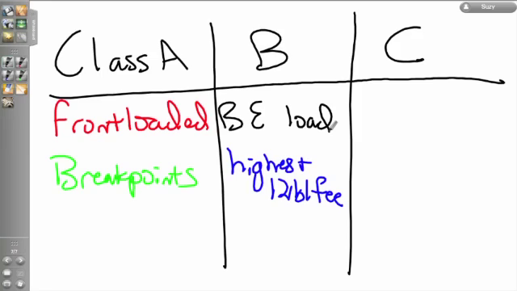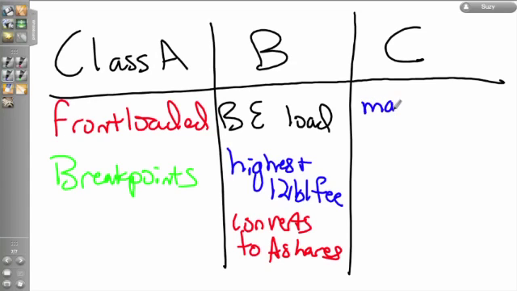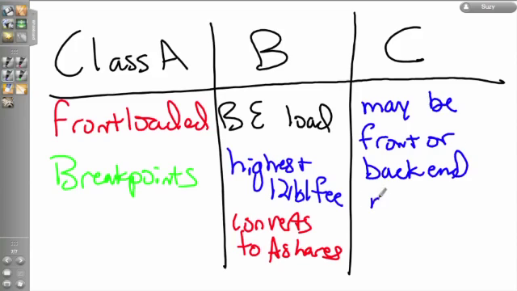Which one converts to A shares? Class B, over whatever the time period is as described in the prospectus. Converts to A shares. So that leaves us with C. So C is just kind of another choice. So maybe front or back end load, middle 12B1 fee, and never converts.